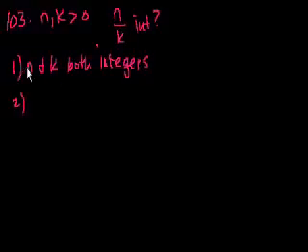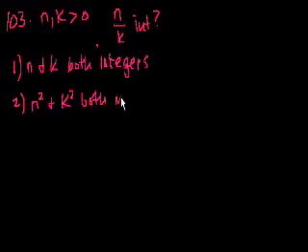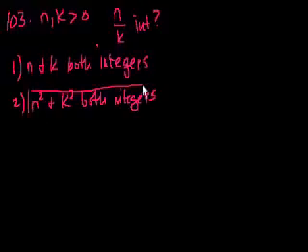Statement 2 says n squared and k squared are both integers. Well, once again, I don't see this as helping me much. If n and k are both integers, of course when you square them, they're going to be integers. You take any integer and you square it, you get an integer. So this gives me no new information relative to 1.